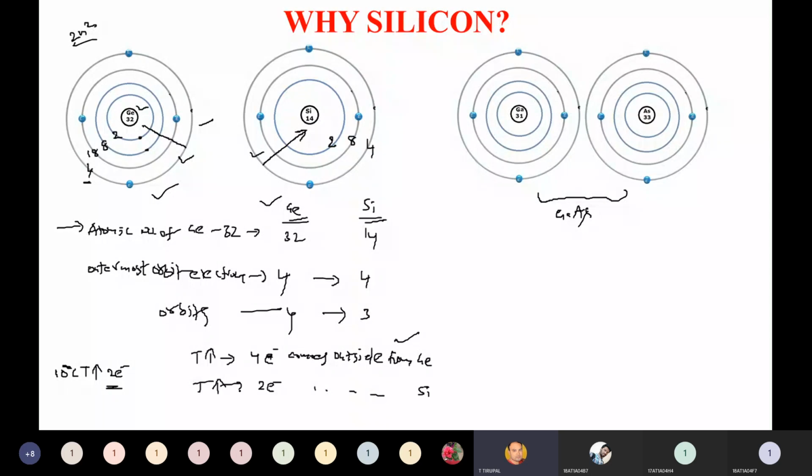But here, in germanium, all electrons are coming outside, whereas in silicon only a few electrons, that is 2, are coming outside. So here we can say that germanium becomes unstable, because for every 10 degrees C rise in temperature, only 2 electrons, for example, have to come outside. But how many are coming for germanium? 4. And for silicon, how many are coming? Only 2, because the attraction force of silicon is greater than that of germanium.